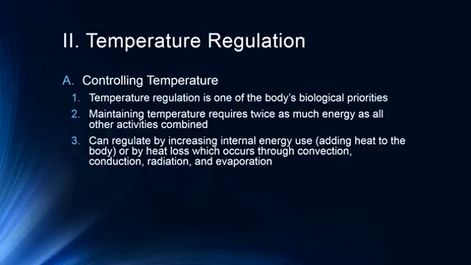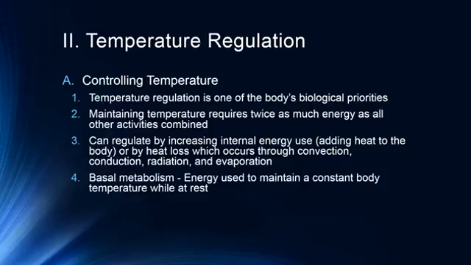So adding heat, we increase our energy use, which increases the burning of fuel and increases temperature. We can lose heat by convection, conduction, radiation, and evaporation, and we're going to talk more about those in a bit. Basal metabolism then refers to the energy used to maintain a constant body temperature while at rest.